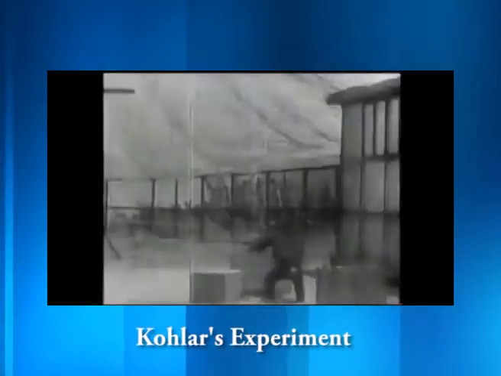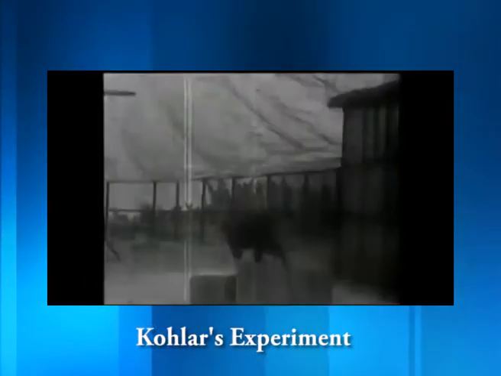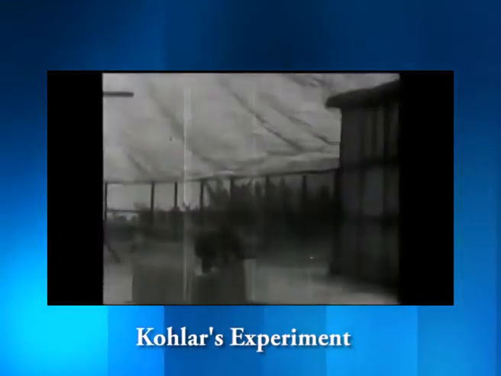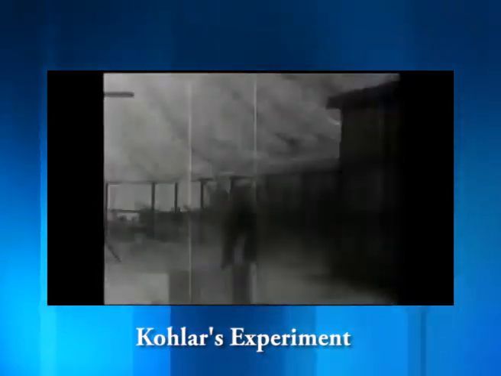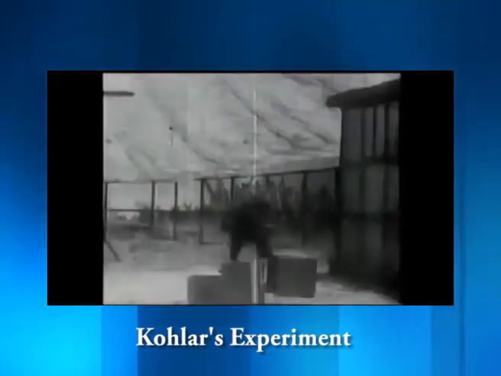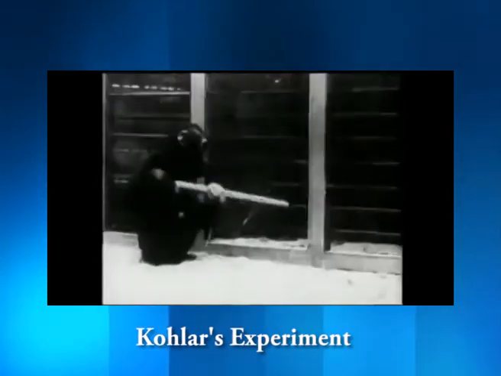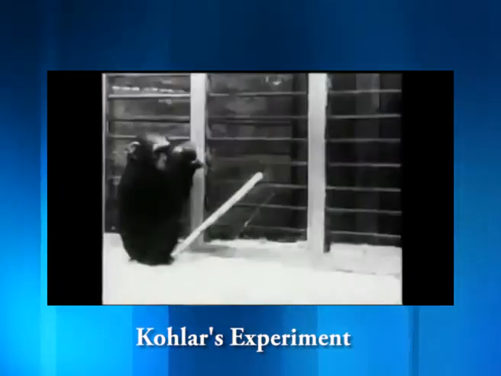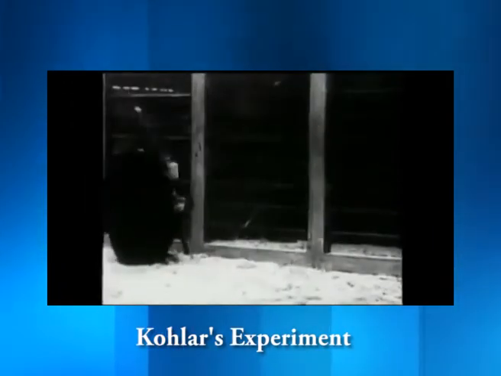Then the chimpanzee was given 2 sticks, so constructed that one stick could be fit into another to make the stick longer. The hungry Sultan first tried with its hand to get the banana. Then he took one of the sticks and tried to pull the banana nearer, then tried with the other stick, but failed to reach it.